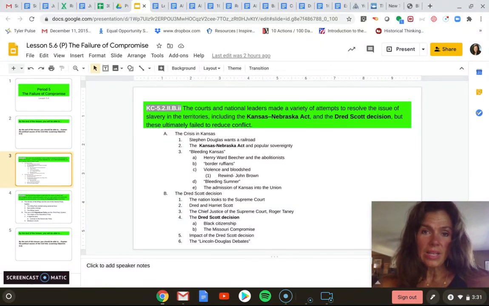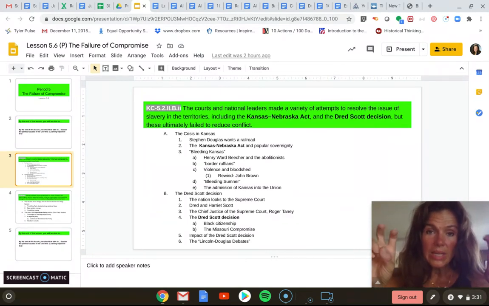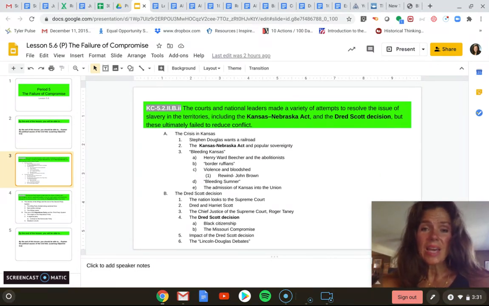Let's rewind. If you remember from a previous lesson, a radical abolitionist, John Brown, a man who believed that he was on a divine mission from God, carried out his brutal attack on pro-slavery families in Kansas. That was part of the bleeding of Kansas. So there was violence and bloodshed from both sides. An entire city was burned to the ground.